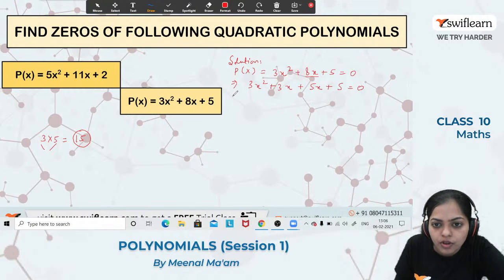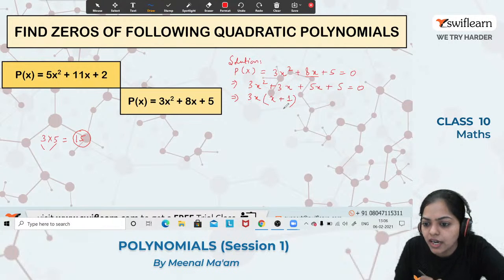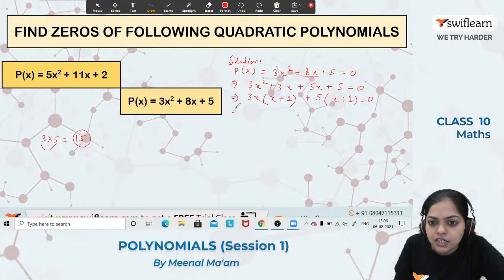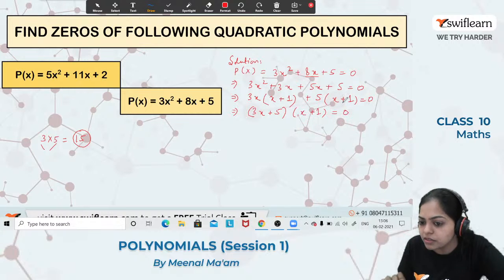Okay. Now, next we have to take common. So from the first two terms, what will we take common? 3x is common. Then what is left? In the first term, what is left is x plus 1. And in the second term, what is left? Plus 5. So we are left with x plus 1 is equal to 0. Now, next is 3x plus 5, and then x plus 1 is equal to 0. Alright, we have taken x plus 1 as common.